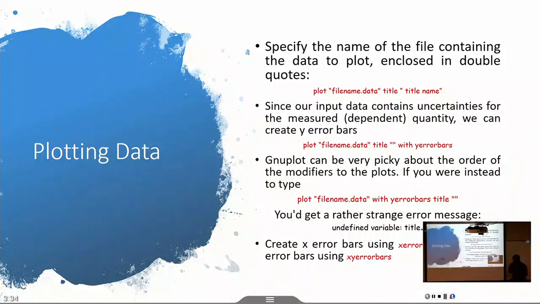After entering the data into a text file, you can plot it. This one is pretty simple. You just give a command like plot my file name dot data, or whatever dot txt. You can set the title, whatever you want to give as a title. It is pretty common that we want to consider the uncertainties in the dependent variable, and we can set that with y error bars, which considers the uncertainty of the dependent variable with respect to the independent variable. We can also include x errors with x error bars, or both x and y errors with xy error bars.